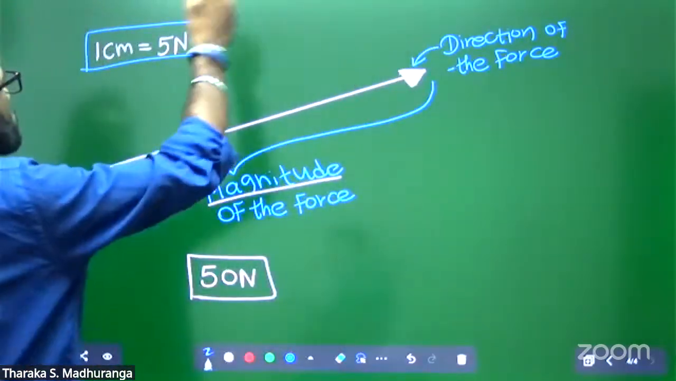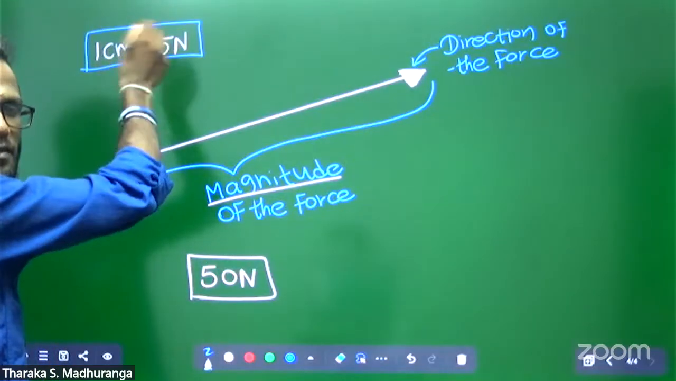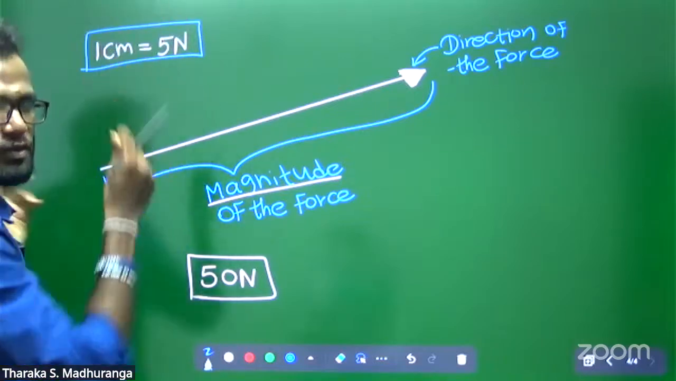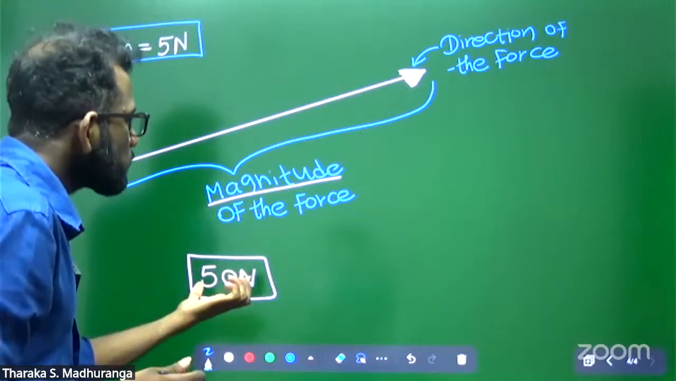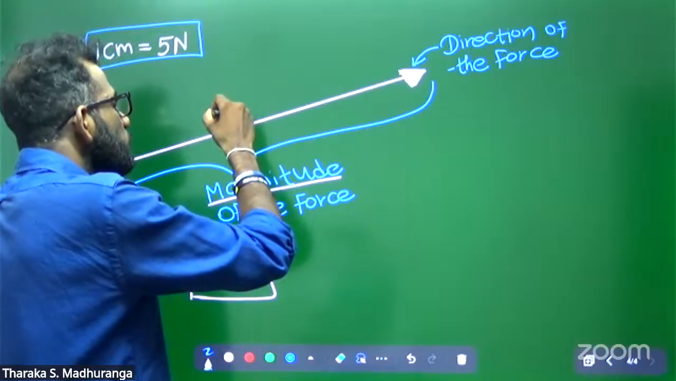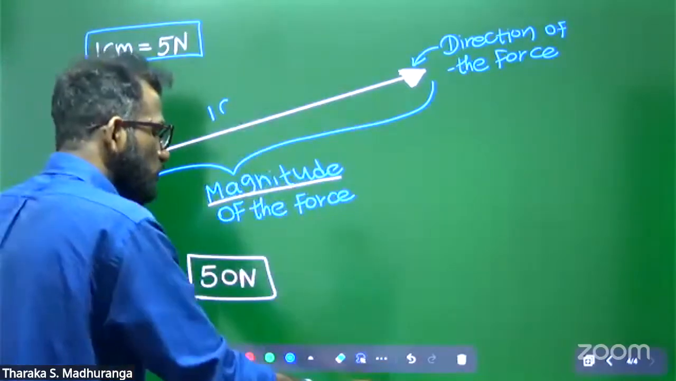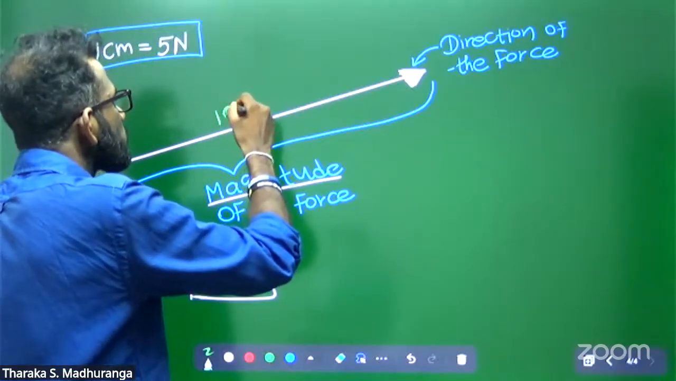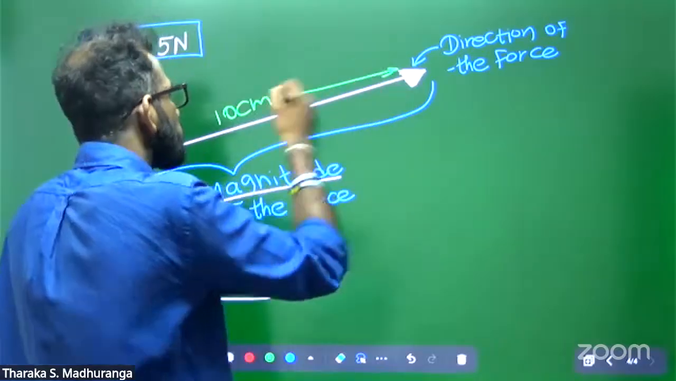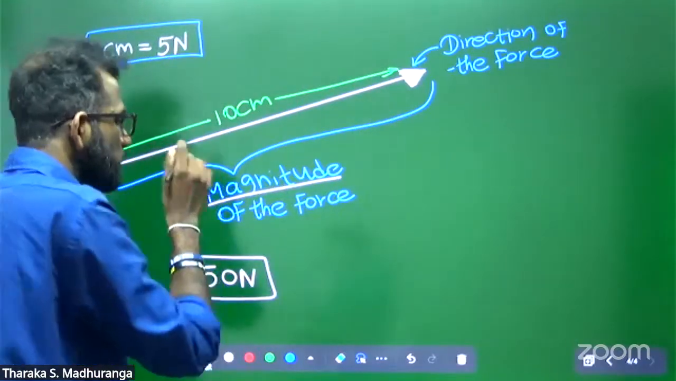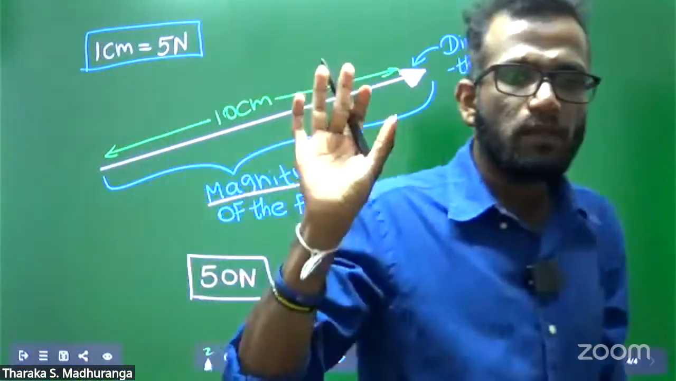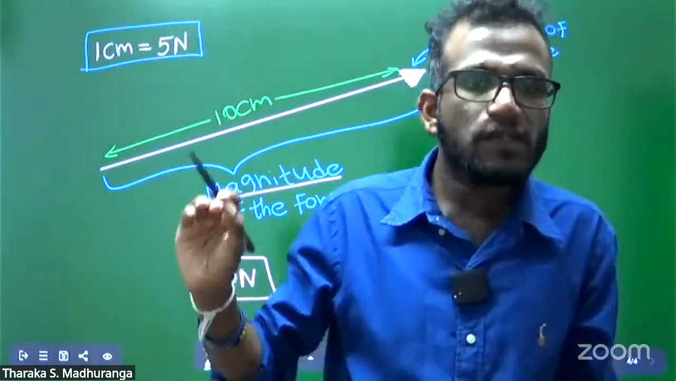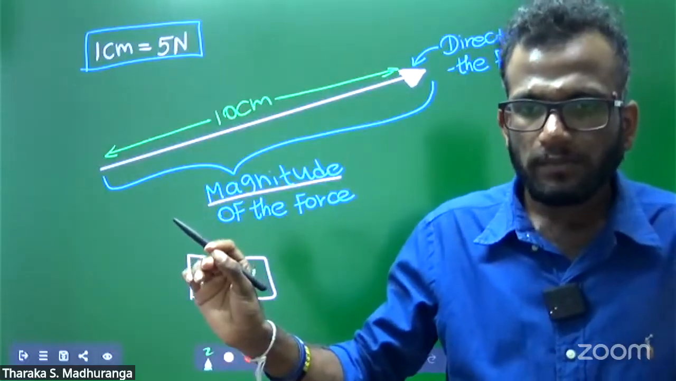Now I select any suitable scale: 1 centimeter of the arrow equal to 5 Newton. Then to express the 50 Newton, what should the length of this arrow be? It is 10 centimeter, no? Because 1 centimeter expresses 5 Newton, 10 centimeter expresses 50 Newton. Yes or no?